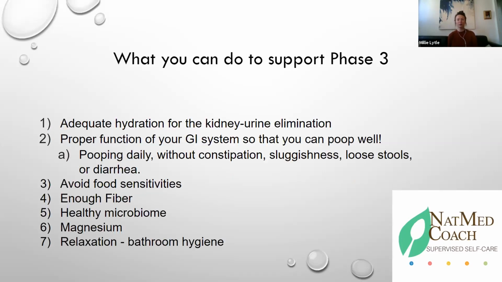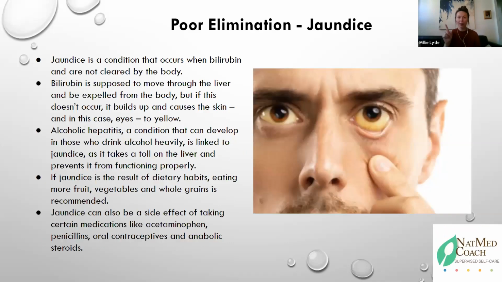So what happens when elimination is poor? This is a condition called jaundice. This is a yellowing of the eyes. Now, we can start noticing different changes to the whites of our eyes. They're looking cloudy, they're looking red, they're looking bloodshot, and it could be due to a lack of sleep, but it could also be that they're starting to have growths on them. This is a liver not being able to handle this chemical burden.